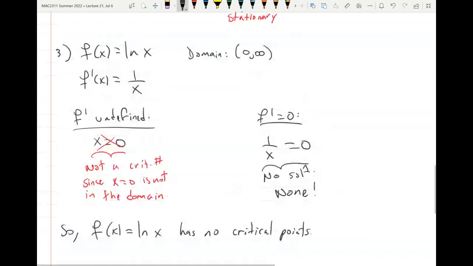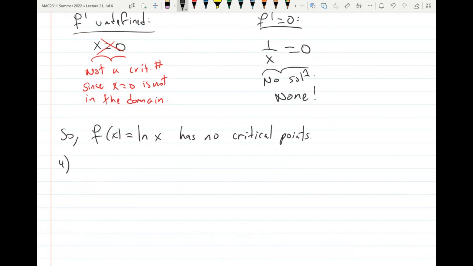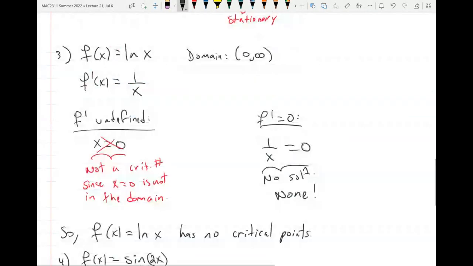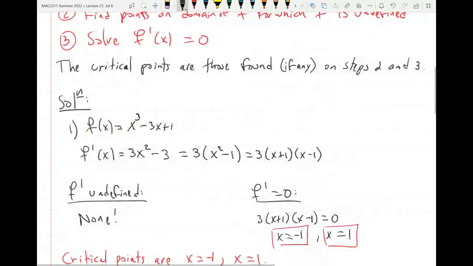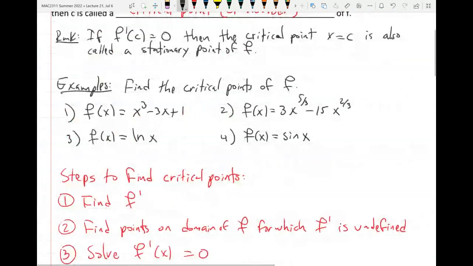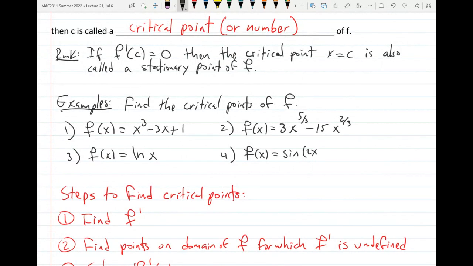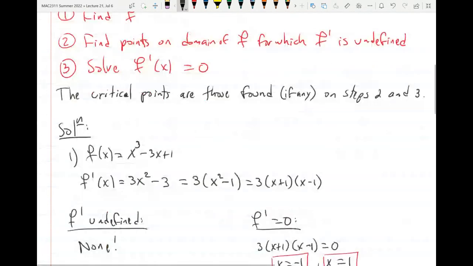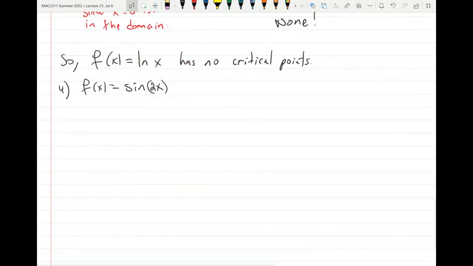All right, and then I guess to have a trig example, we have the sine of x. All right, let's make it more interesting. So we'll do sine of 2x. Let me change it up here. Let's do sine of 2x. All right. So for this function, the domain is all real numbers, right? So nothing to worry about. So anything goes here. So then we find the derivative.